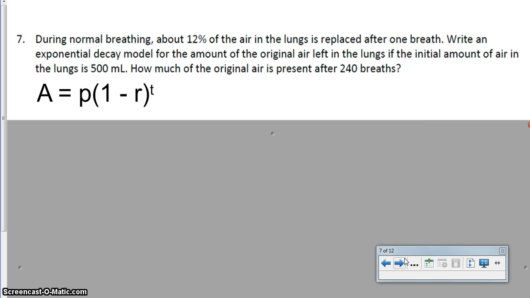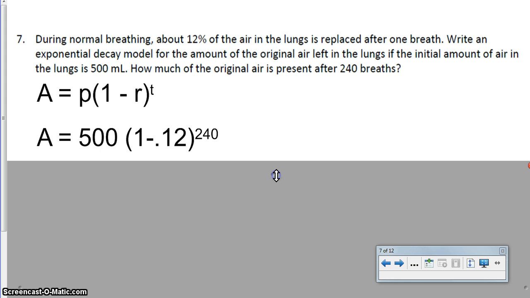What about this one? This one's really interesting. This is where science and math kind of collide. 12% of the air in your lungs is replaced after one breath. This is an exponential decay model. To find the original air left in the lungs, if you started with 500 milliliters and after 240 breaths, notice that t isn't really time, it's breaths. You start with 500 milliliters, subtract 12%, which in decimal format is 12 over 100, and raise it to the power of 240.